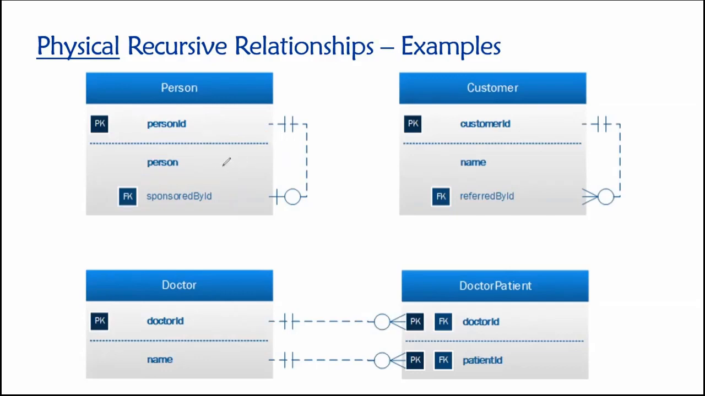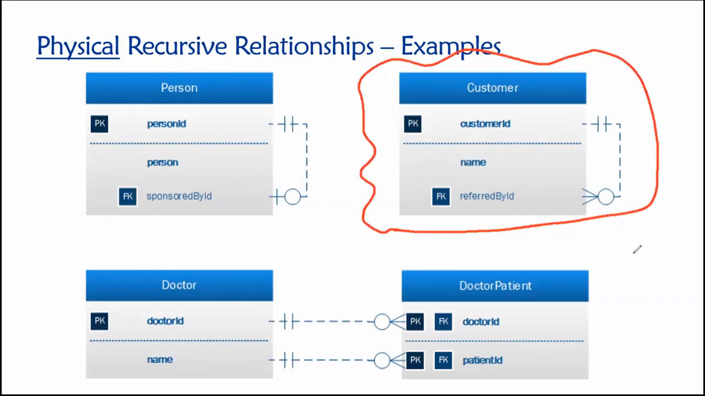And so if I'm looking at, I don't know, like row number 7, sponsored by ID might be for the person located in row number 1. So it's just pointing to another row within the same table.